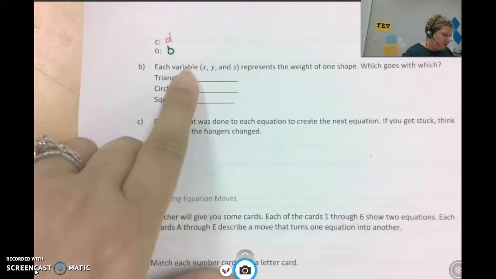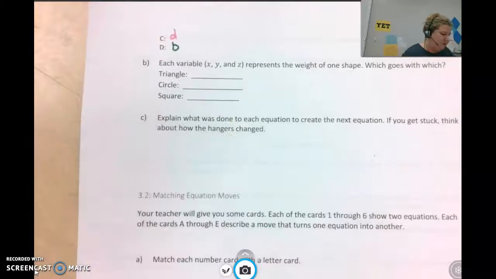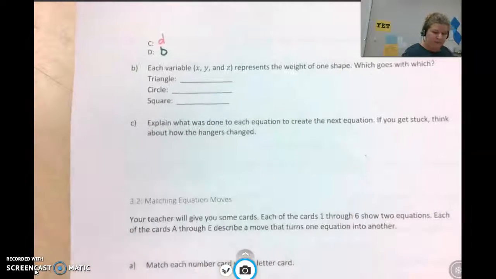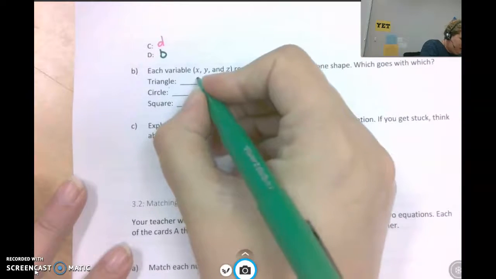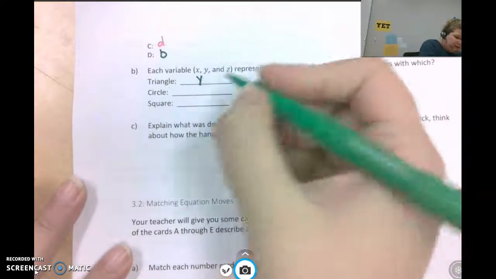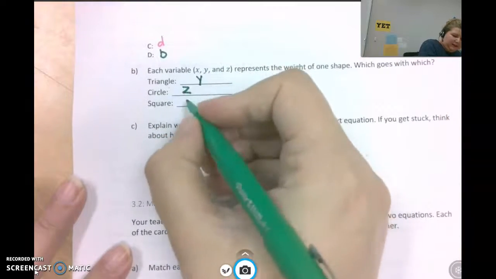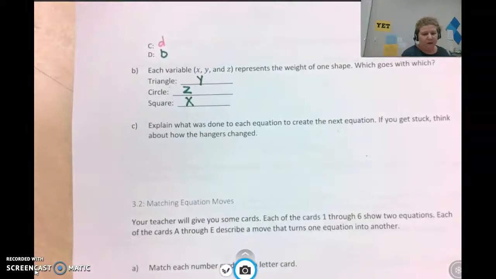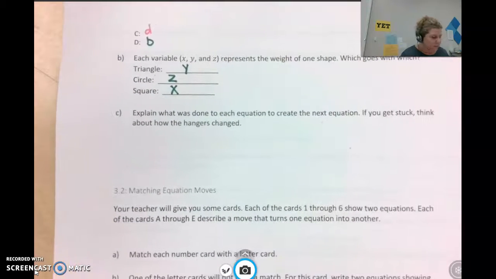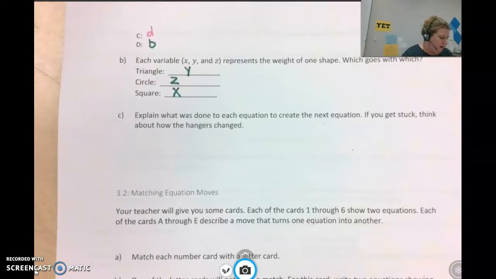Now, each variable represents the weight of one shape, which goes with which. So we figured that out. The triangle was the Y, the circle was the Z, and the square was X. We actually figured that out pretty quickly.